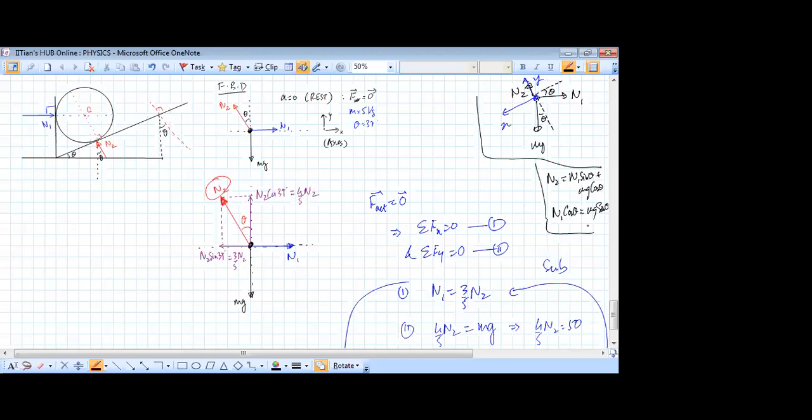Yeah, net force is zero, Shikhar. So the forces along the x-axis are balancing. So n1 along the positive x-axis should balance n2 sine 37, which is along the negative x-axis. So n1 is equal to 3 by 5 n2. And similarly, this vertical component of n2 should balance the weight. Is it clear, Shikhar?